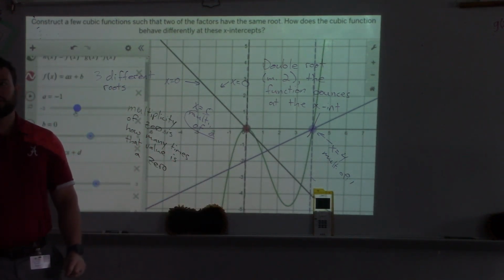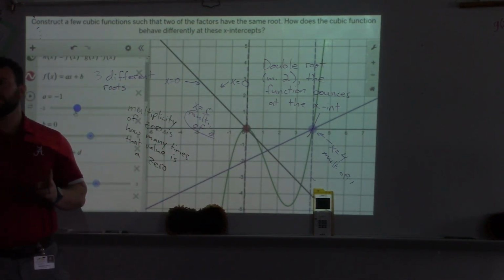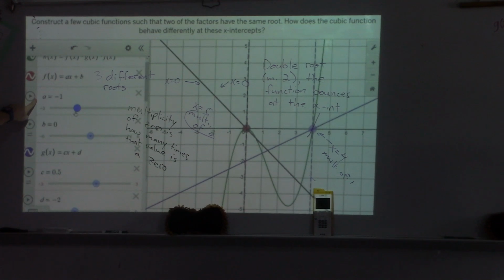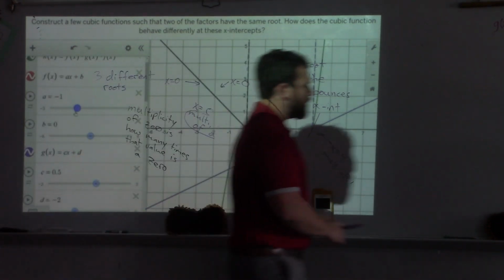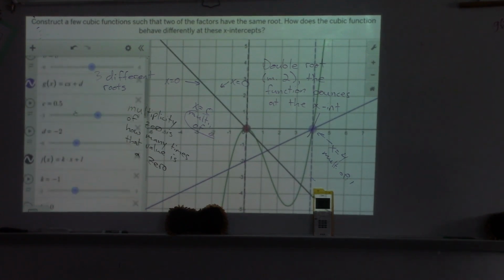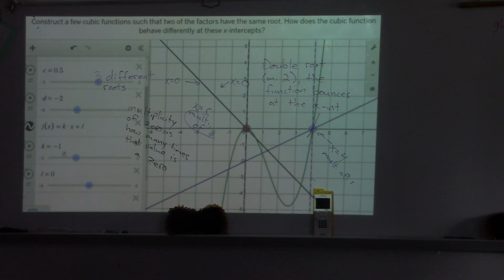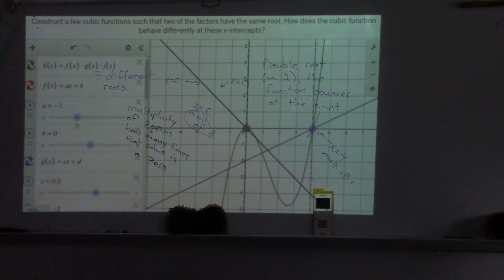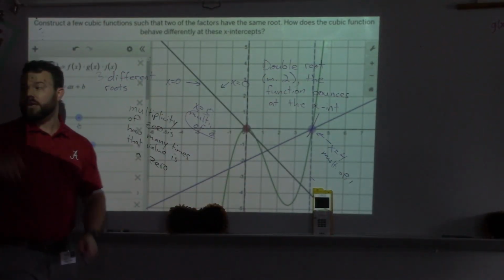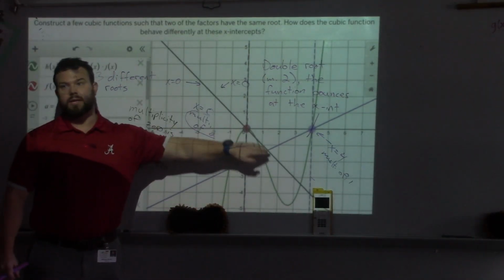I see 2, but remember, it's got to be 3. It's 3, I see right now. If you look at the red and the black, they are the same exact line, right? So we still have how many linear factors here? 3. We still have 3. There's just 2 of them that are exactly the same.